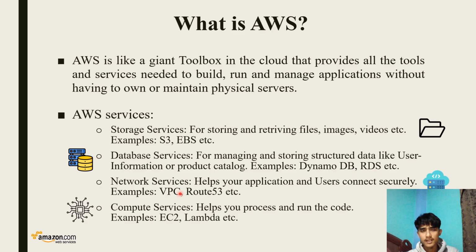Networking service. It helps your applications and users connect securely. VPC and Route 53 are examples of networking services. And lastly, computing service. It is like the brain of your application. It helps you process and run the code. Examples of computing services are EC2 and Lambda.